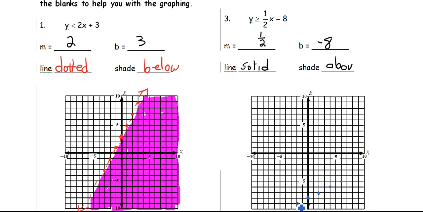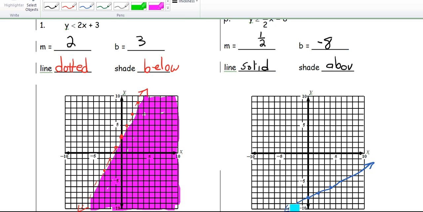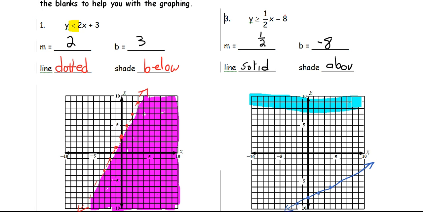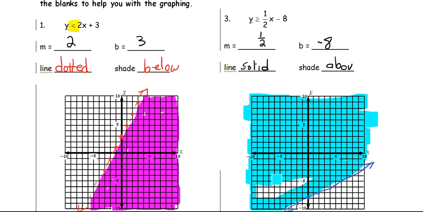And I'm going to draw a solid line, which means that even a point that's right on that line will work, as well as we're shading above because it's greater than. So anything up here, and you can find any point in this blue area, and sorry my shading is a little rough, but there you go. Anything in that blue area, you could pick any point.